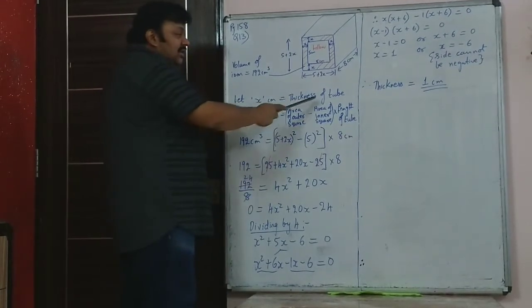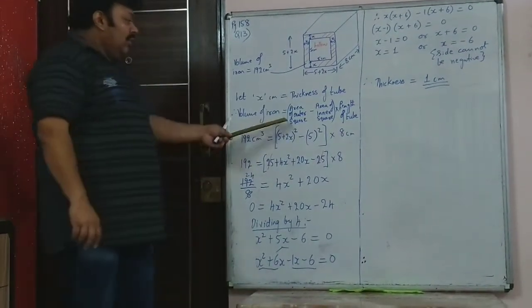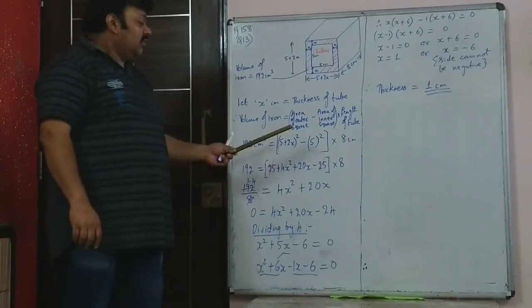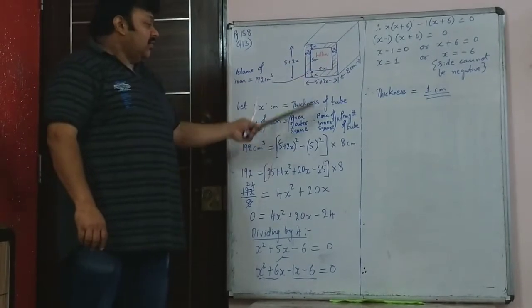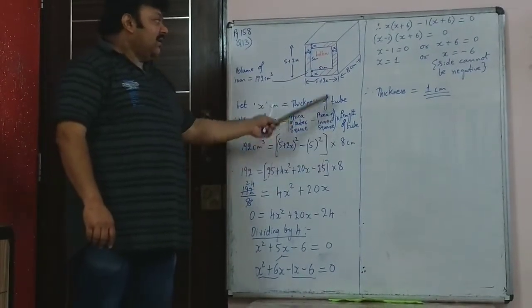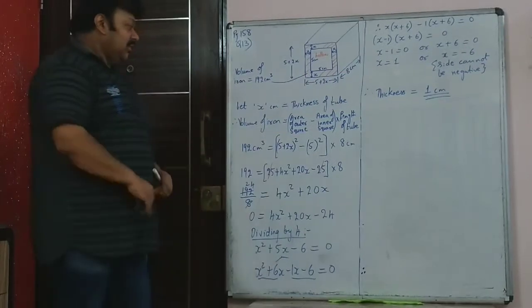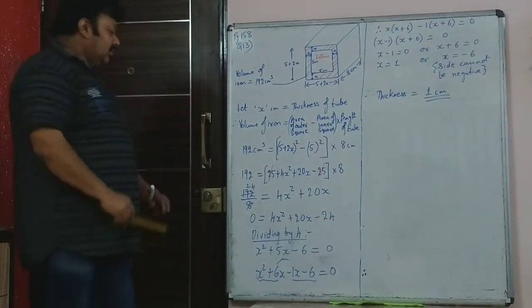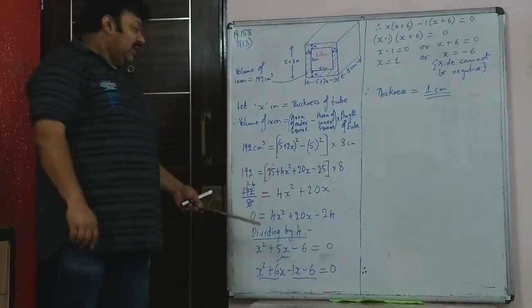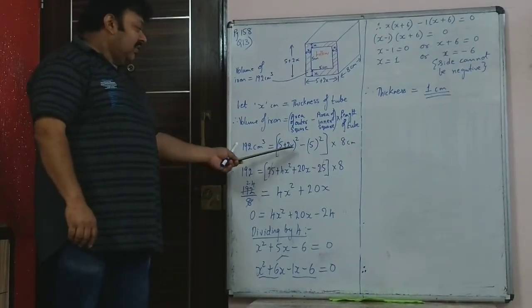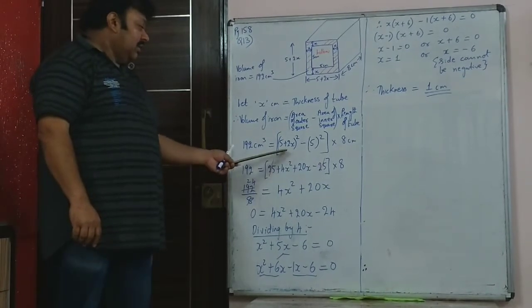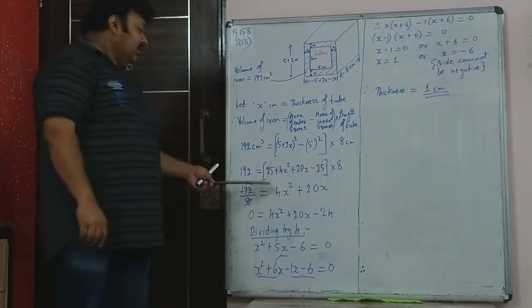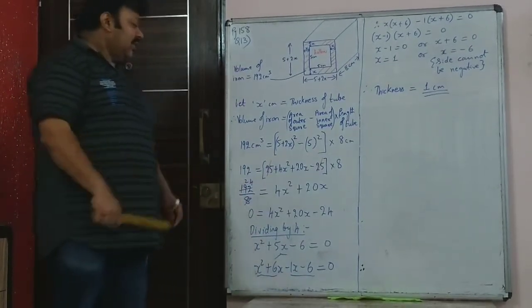So thickness we took as x. The area of the outer square is 5 plus 2x the whole squared. Area of the inner square is 5 squared. That into 8 centimeter, which is the depth, is 192 centimeter cube. So when you expand, 5 squared is 25, 2x the whole squared is 4x squared, this is 10 2s are 20, and minus 25. So you are left with 4x squared plus 20x.